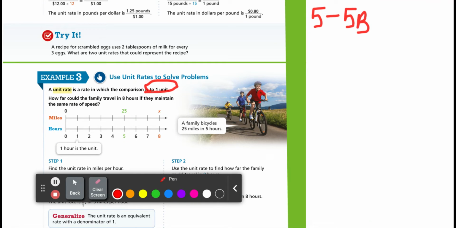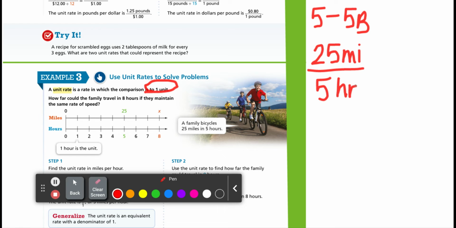So if we're looking at this word problem, it says, how far could the family travel in 8 hours if they maintained the same rate of speed? So we have a family bicycling here, and it says that they can ride 25 miles in 5 hours. Well, that's a speed, that's miles per hour, and that's our first ratio. So we're going to write the ratio. 25 miles, remember to be writing this using the units, 25 miles in 5 hours.